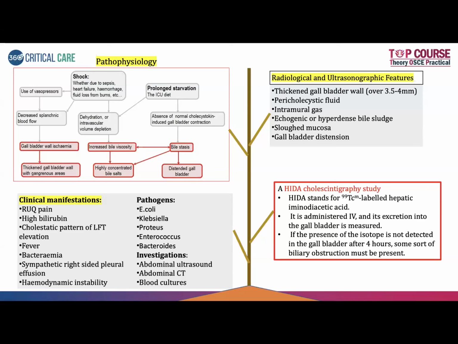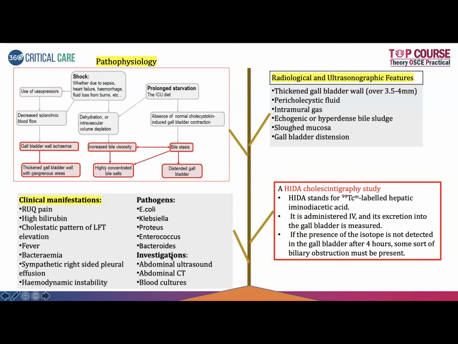Okay, so if the patient is conscious: right upper abdominal quadrant pain, high bilirubin, cholestatic pattern, that is ALP and GGT will be elevated, fever, right-sided pleural effusion. The patient can become hemodynamically unstable also. So what are the pathogens that you need to consider while starting your antibiotics? E. coli and Enterococcus, two main important organisms, along with Klebsiella, Proteus and Bacteroides.